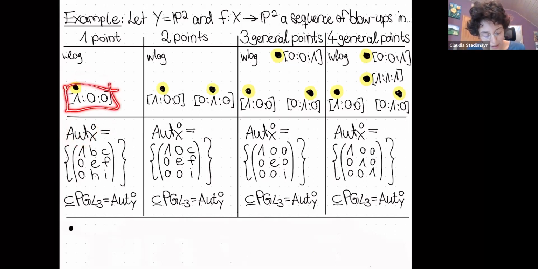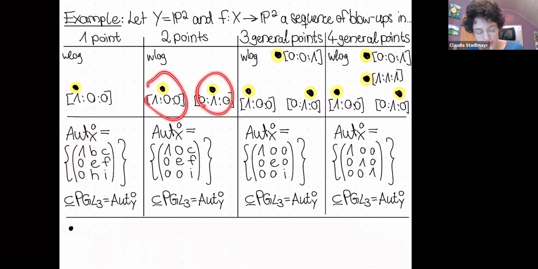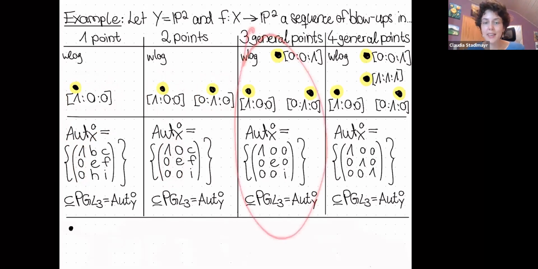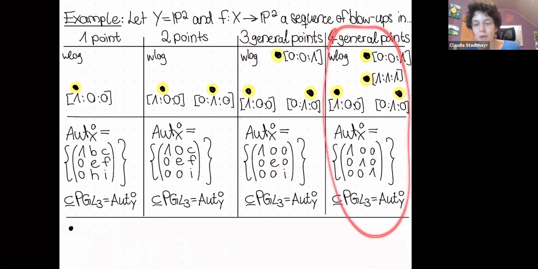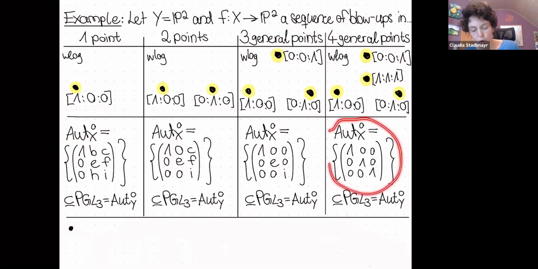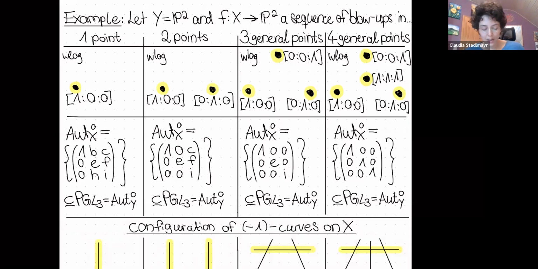This point is stabilized if our first column looks like this. For those 2 points being stabilized, we need the first column like this and the second column like this. For the third column, we see that only diagonal matrices preserve all those or fix all those 3 points. And on the fourth column of our table, we see that we have no vector fields at all if we want to fix those 4 points. And since I will use one of them later in my talk, I'm going to give you the configurations of -1 curves on these surfaces.